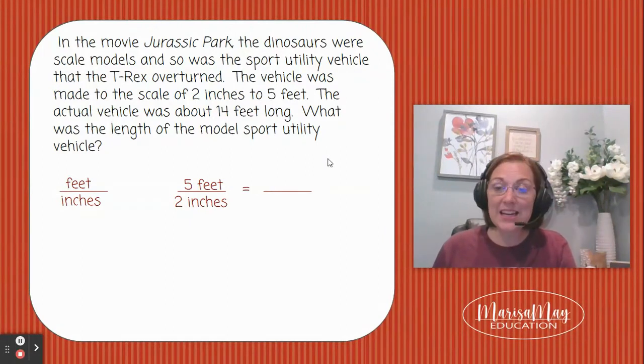Now, in our second fraction then, we're going to focus on using the 14 feet. Remember, feet go on top of our fraction, so we'll place the 14 feet there. And we don't know how many inches go with this, so we'll just put an X there.